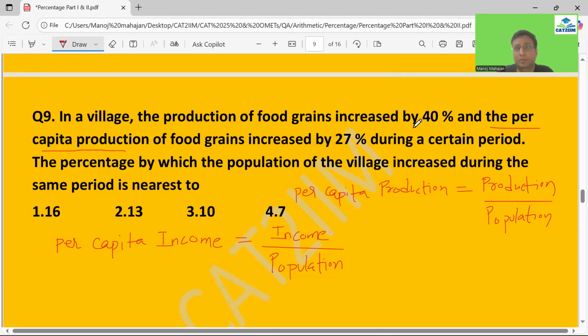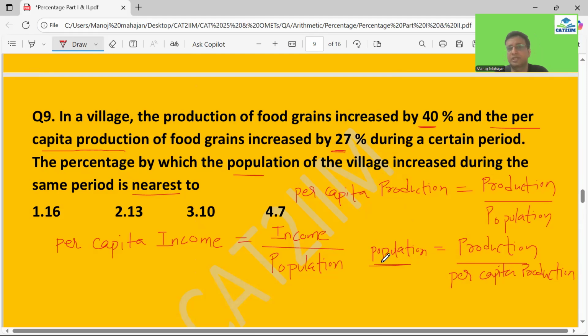They're saying production got increased by 40% and the per capita production increased by 27%. So what is the percentage increase in the population they're asking you? Nearest we have to look out of the choices given. So first, can we rearrange and write like this? What would be population if I write the result? That would be production divided by per capita production. So I just rearrange the result.